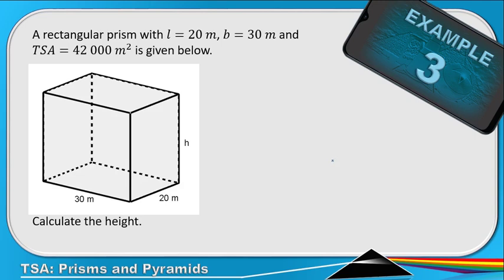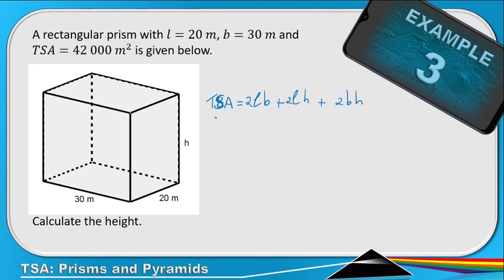Okay, then for example 3, a rectangular prism with length equal to 20 meters and breadth equal to 30 meters and total surface area of 42,000 meters squared is given below. Calculate the height. In this case I'm going to start off by writing out my formula, total surface area equal to 2 length times breadth, plus 2 length times height, plus 2 breadth times height. Then we can substitute everything that we know.